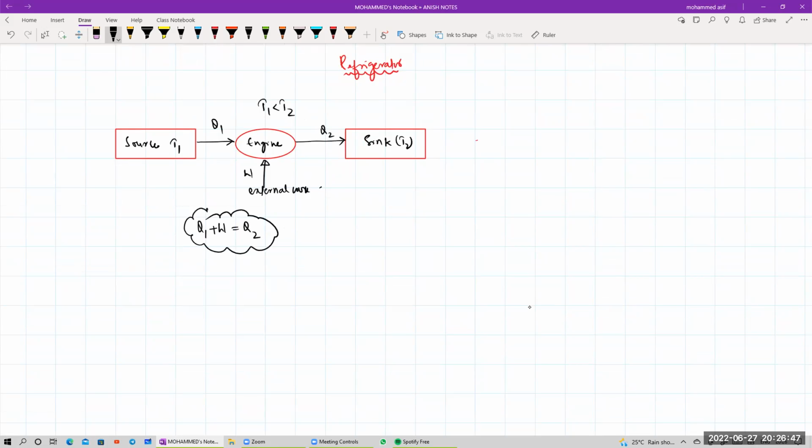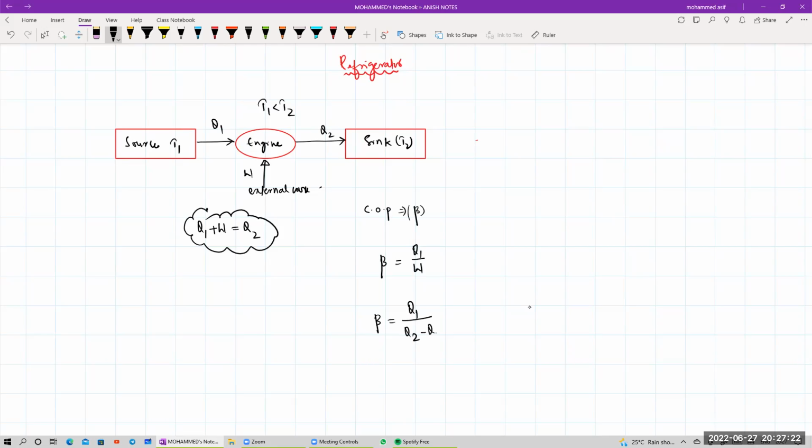Very important. The best refrigerator cycle is one that removes the greatest amount of heat from the inside of the refrigerator with the least amount of external work. That means coefficient of performance. This is generally represented by beta. Coefficient of performance beta is equal to Q1 divided by W. W is the external work done on the engine. Taking W from here and putting it here.